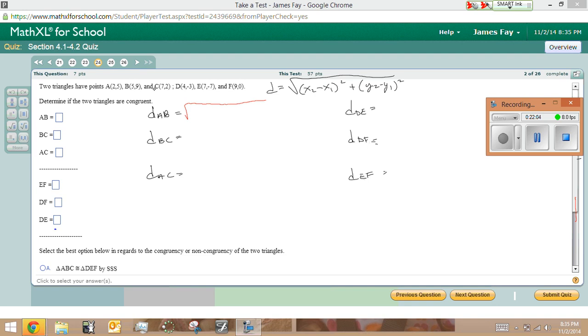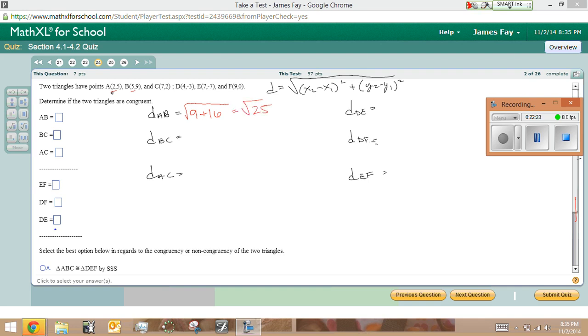Okay, so when I do AB, I'm going to go 5 minus 2. Gives me 3 squared, I get 9. Then when I do the y's, 9 minus 5 is 4, square it, I get 16. So that's the square root of 25. Now I told you not to simplify these.